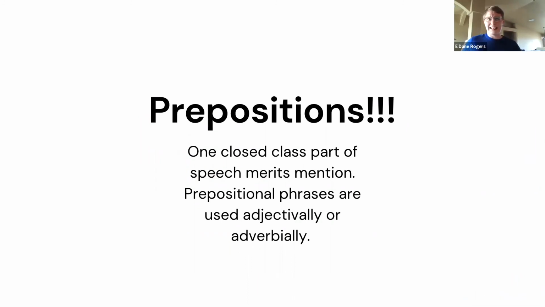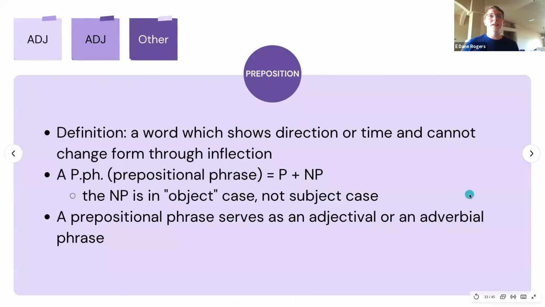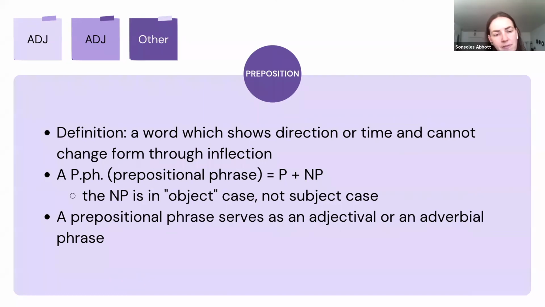All right, so in our last 5 minutes, we're just going to do a quick thing about prepositions, because these are best friends with noun phrases. They love noun phrases. A preposition is a word which shows direction or time and cannot change form through inflection. So I can't build on these words in the way that I use nouns and verbs. And that's just because it's a closed class word. So a prepositional phrase, preposition plus noun phrase, is a noun. The noun phrase has to be in the objective case, not the subjective case.